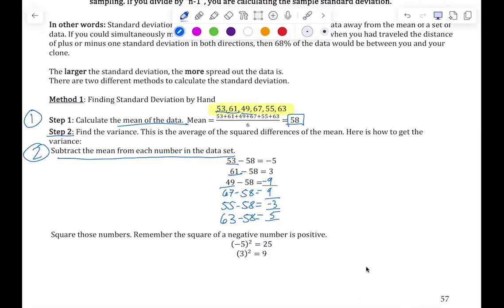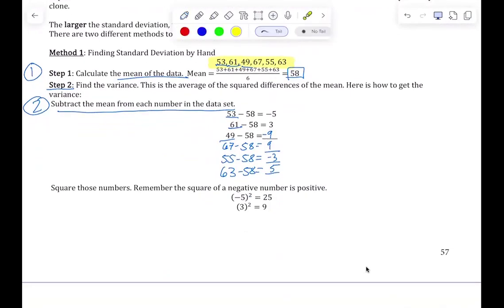So step 1, we find the average. Step 2, we find the difference. So we take each number and we subtract the average. Then we are going to take each of these numbers and square them. So we have -5 squared, 3 squared, -9 squared, 9 squared, -3 squared, and 5 squared. Go ahead and square those for me.